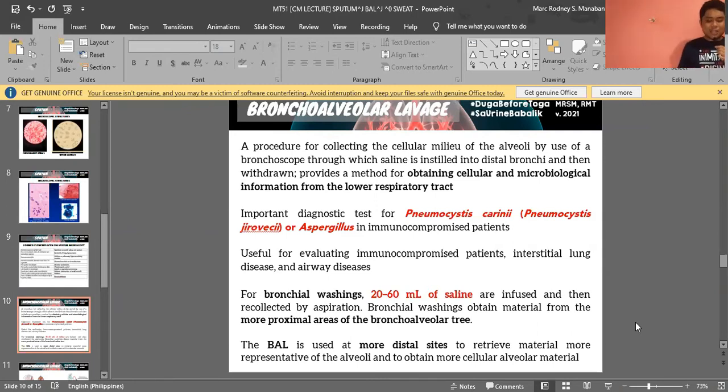Bronchoalveolar lavage. It is especially important for Pneumocystis carinii or Pneumocystis jirovecii, which is common among AIDS patients, and even Aspergillus, because these are all opportunistic fungal pathogens. So it is useful for evaluating immunocompromised patients, interstitial lung disease, and airway diseases.